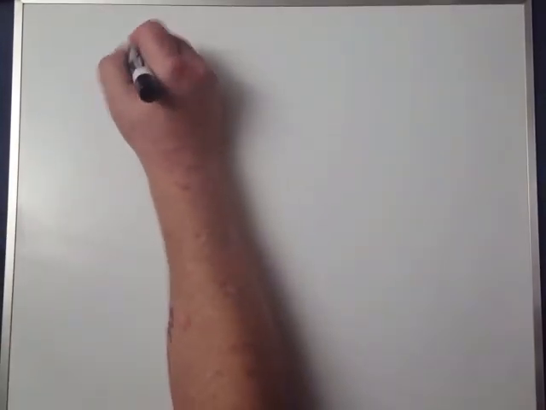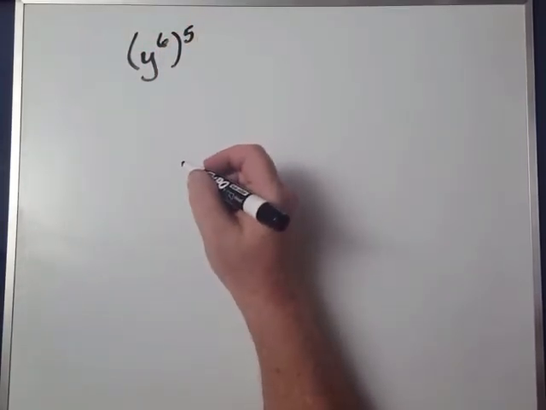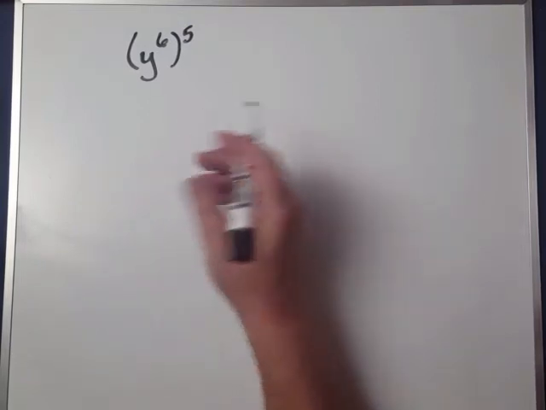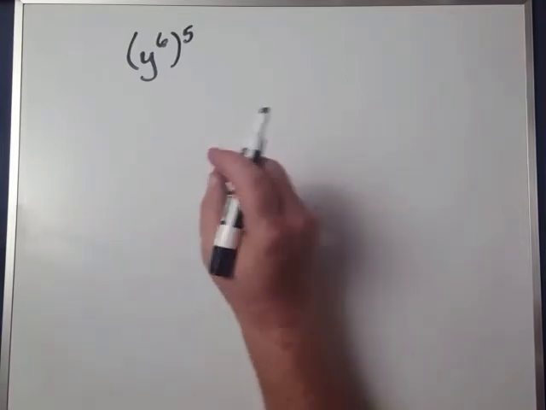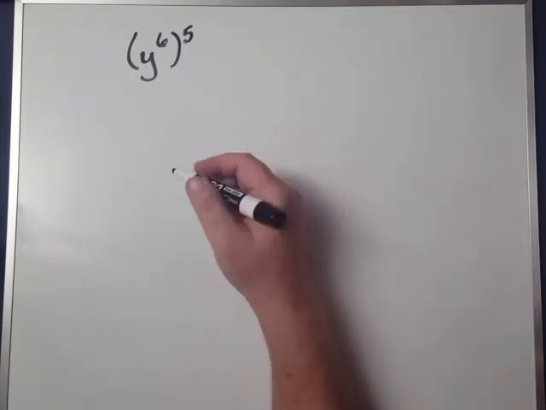Number 46. Y to the 6th to the 5th. The instructions say use the power rules for exponents to simplify. Assume that variables and denominators are not zero, so we know we're not going to run into any kind of undefined situation. And again, it says write each answer in exponential form. We don't actually have to raise numbers to powers. We're to leave it in exponential form.